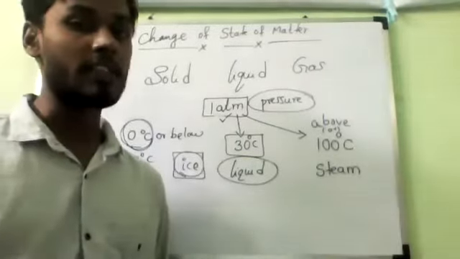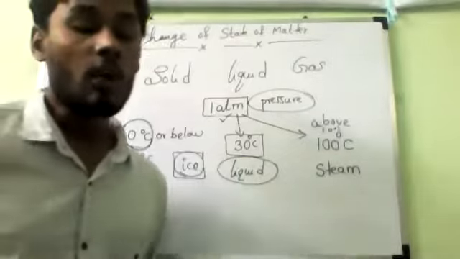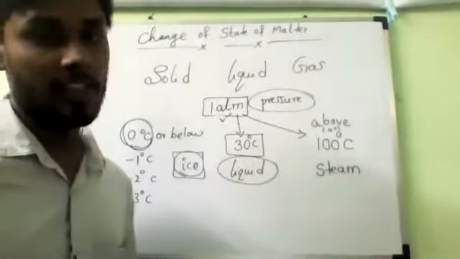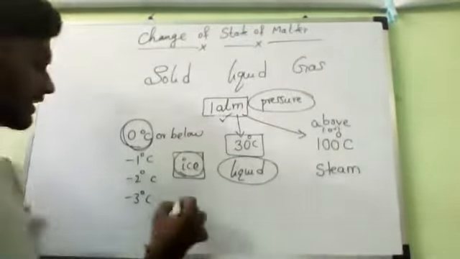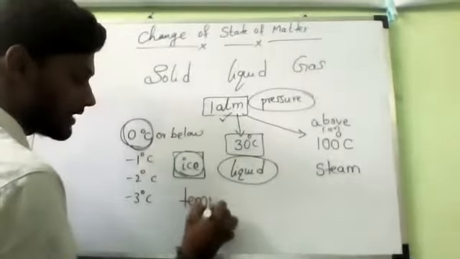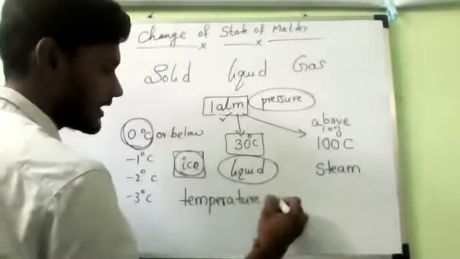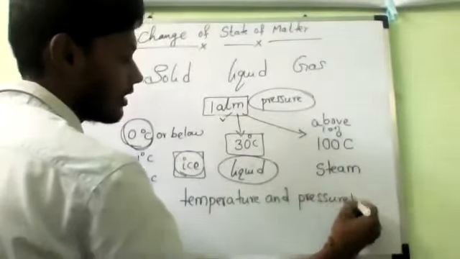So now, let us see the general discussion. From this we can say that the two factors which decide whether a given substance would be in a solid, liquid, or gaseous state are what? Temperature and pressure. Others also should remember. One is temperature and another one is pressure.